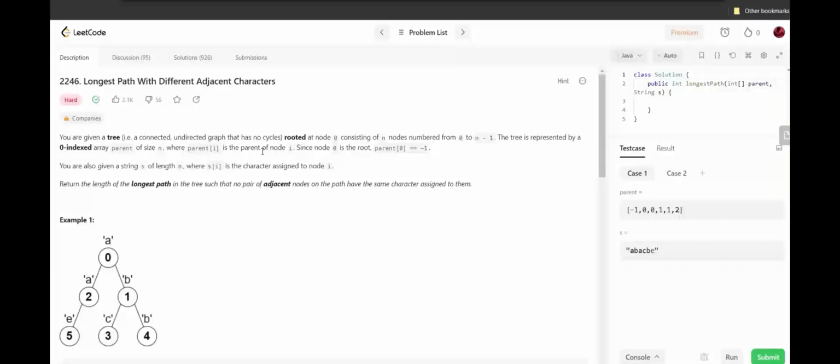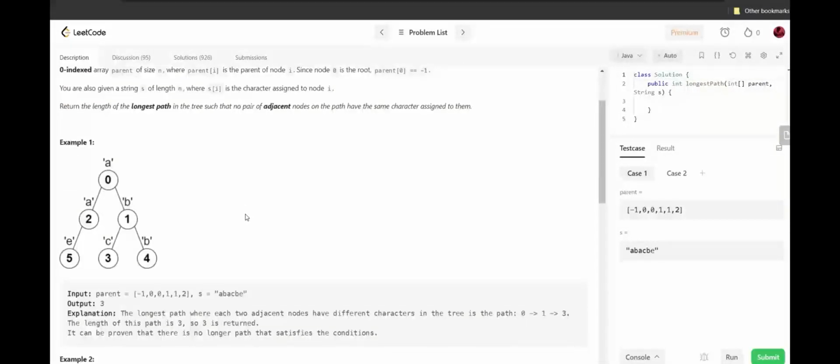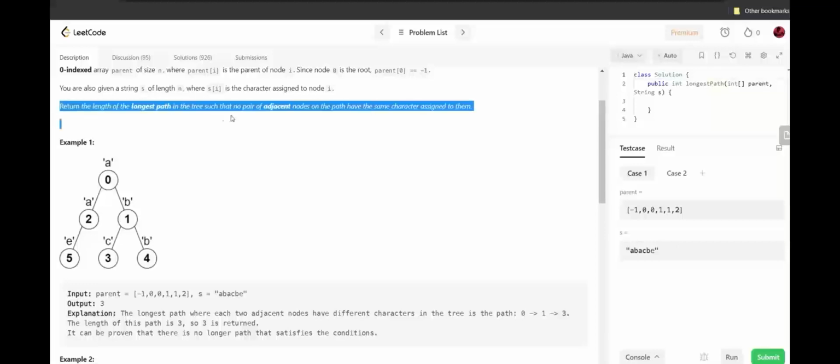Hello everyone. Today we are going to solve one of the commonly asked interview questions known as longest path with different adjacent characters, right? So the problem statement is: we are given a tree where each node has a single character. And we need to return the longest path in the tree such that no adjacent nodes on the path have the same characters assigned to them.